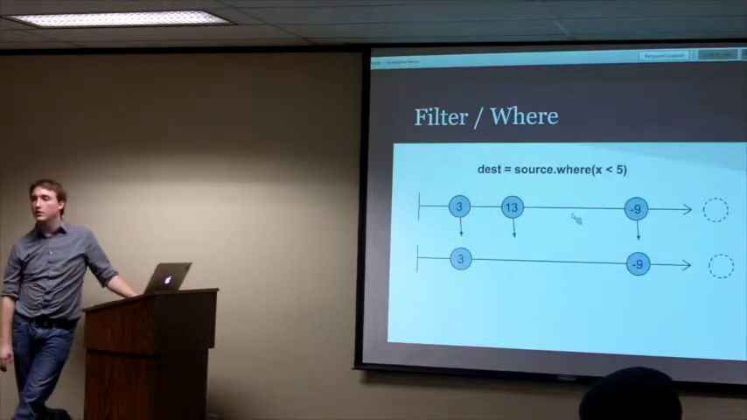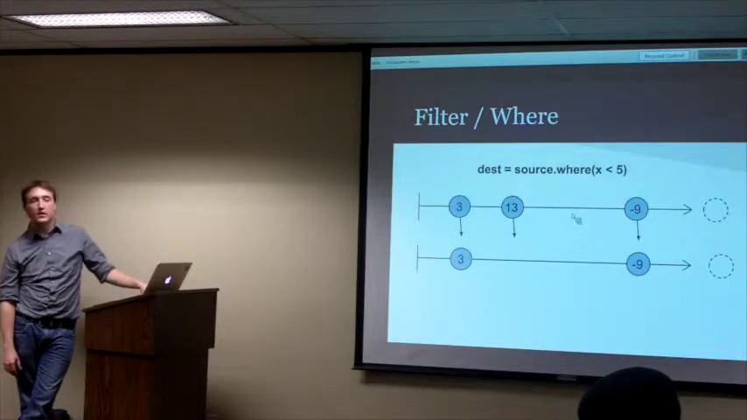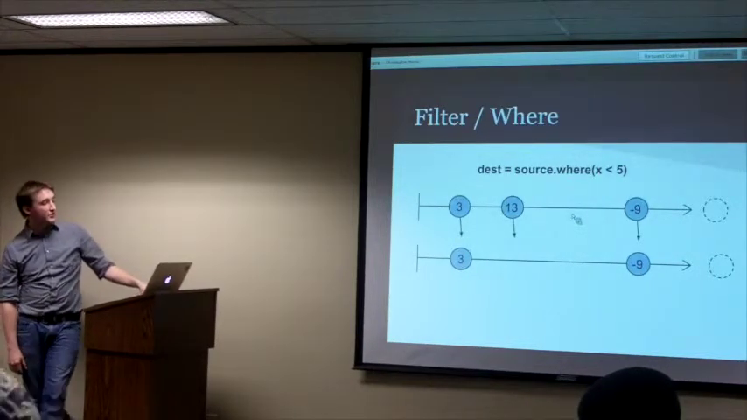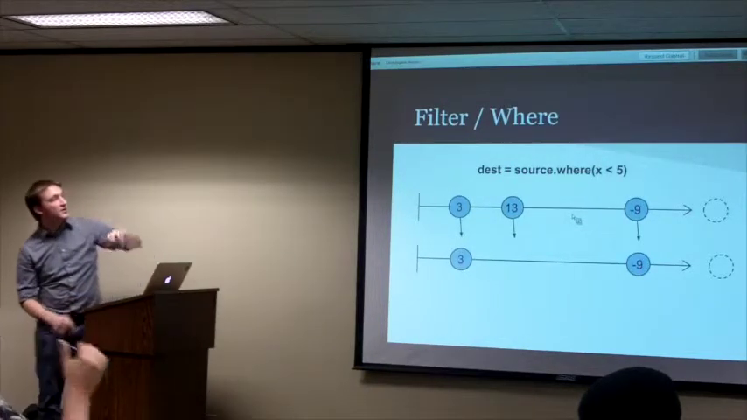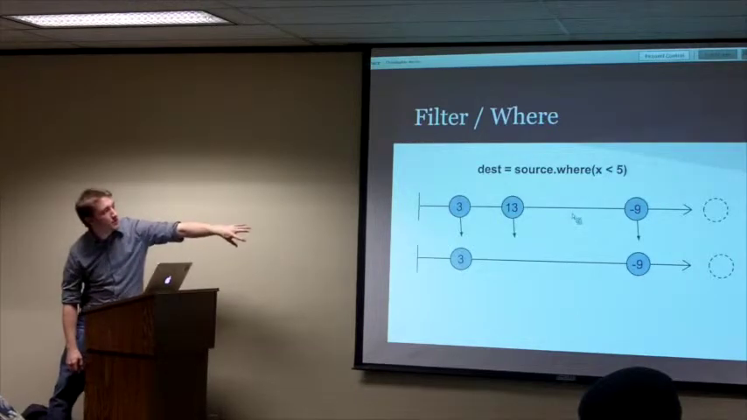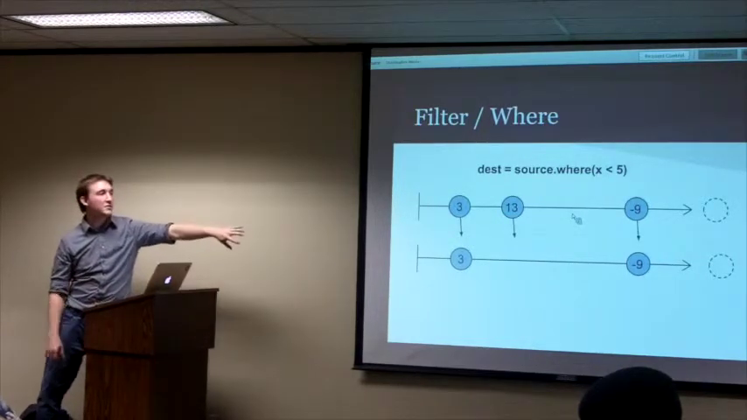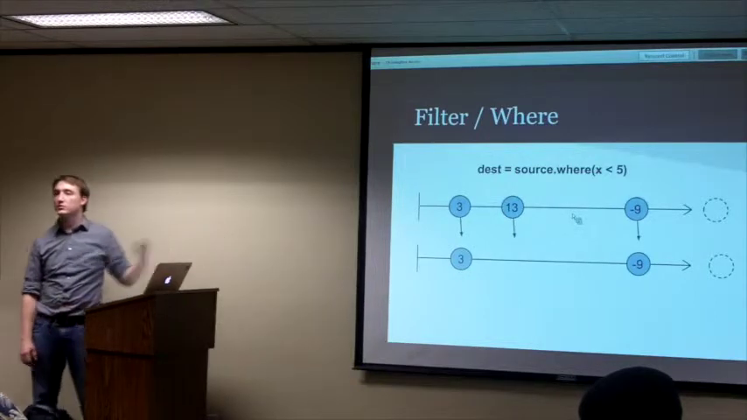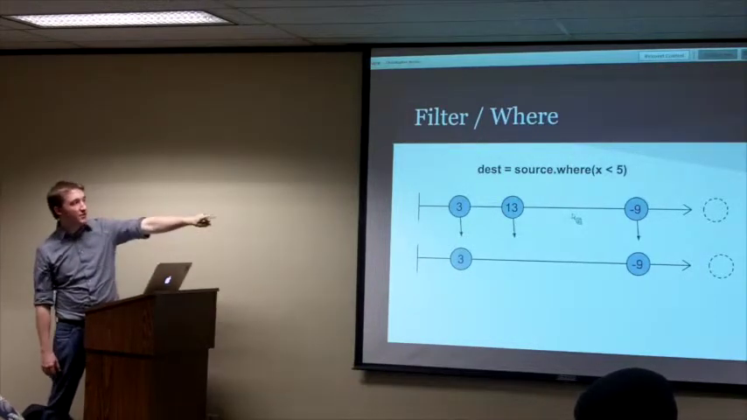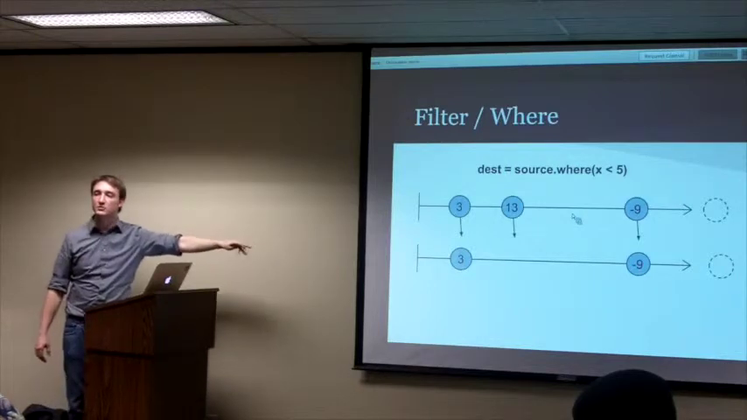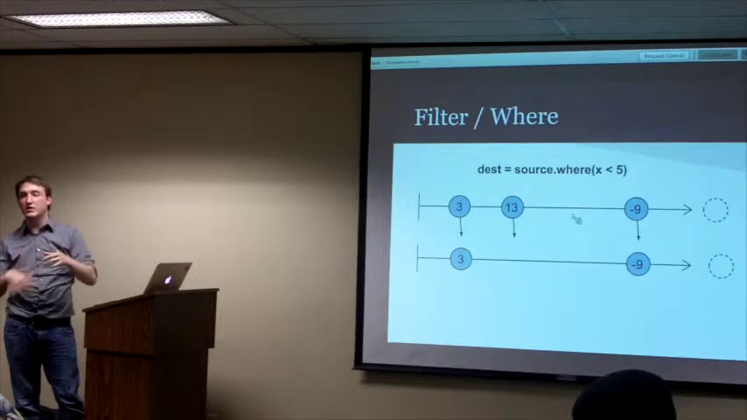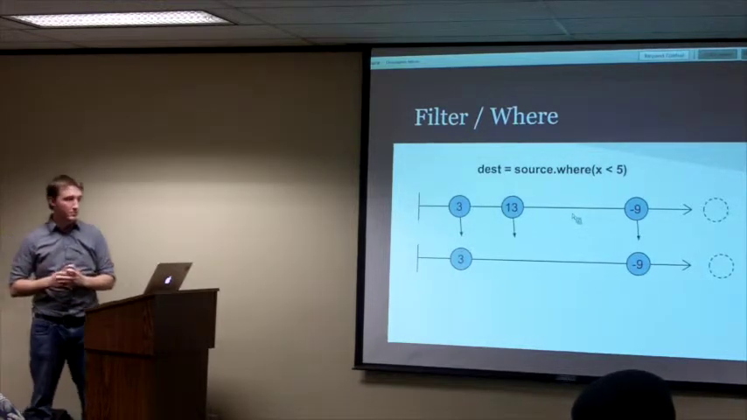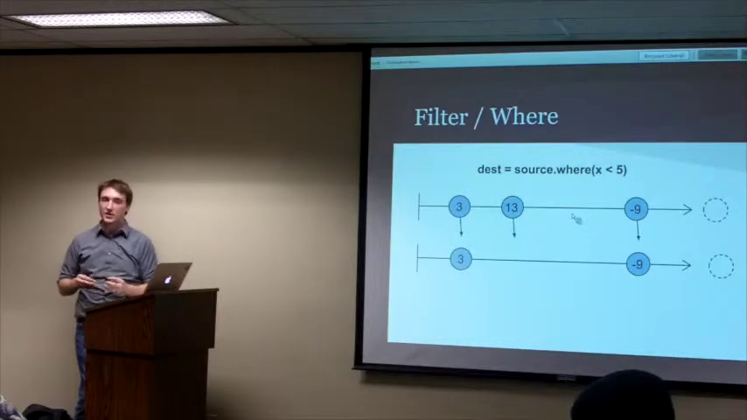Filter and where. Have you guys heard of filter or where? Are you using them for anything like that? Okay, so basically what happens is we have this stream of events at the top, 3, 13, negative 9, and the destination stream at the bottom is the original stream, but only the elements that are less than 5. So we're doing some filtration there. Notice how 13 is not less than 5, so it doesn't end up in this new stream of events. If it's less than 5, it's definitely going to end up in the stream of events. If it isn't, it's not. You can probably use that for validation and things like that in the future.